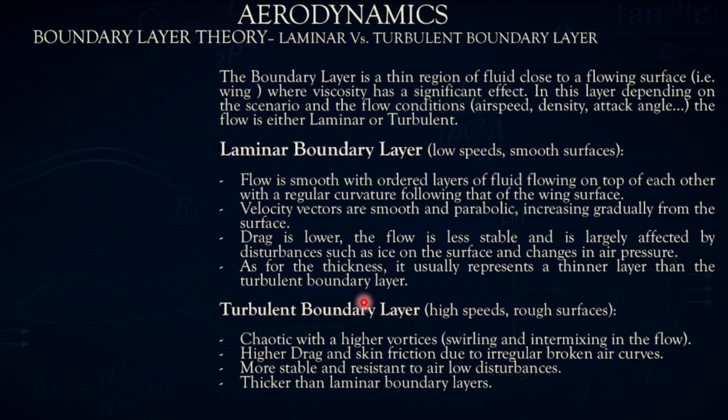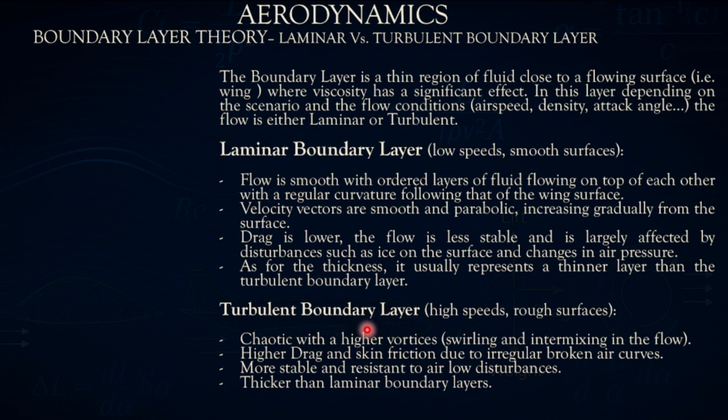Turbulent boundary layers occur during high speeds and when you have a rough surface, like during ice formation on the wings. The characteristics of such a turbulent boundary layer: it is chaotic, with higher vortices.